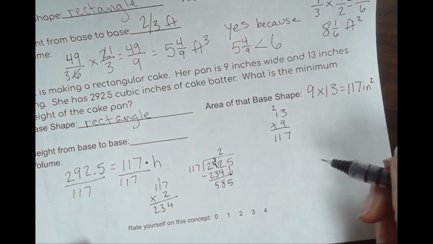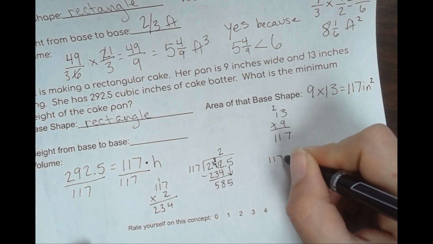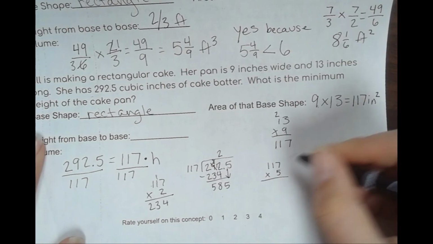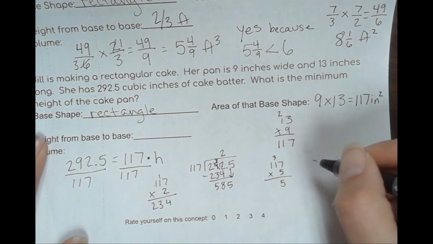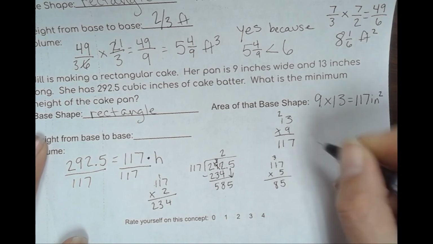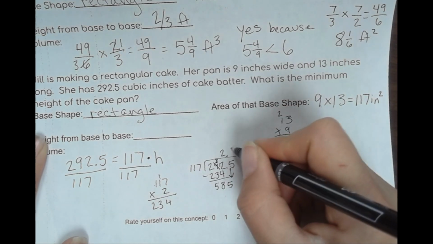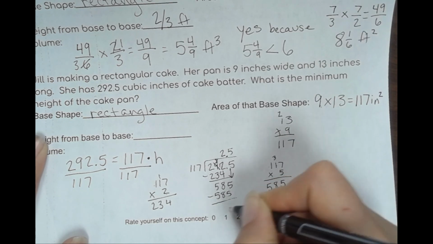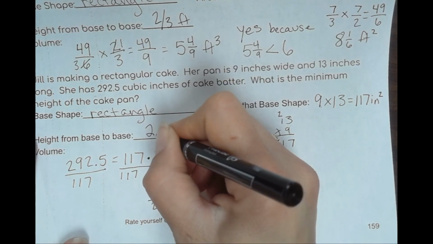585. I'm guessing where that ends in a 5. I'm going to times this by 5 and see what happens. 117 times 5. 5 times 7 is 35. Regroup 3. 5 times 1 is 5. Plus 3 more is 8. 5 times 1 is 5. Oh, that worked out nice and perfectly. So that tells me that in order to fit the cake batter, the pan has to be at least 2.5 inches tall.